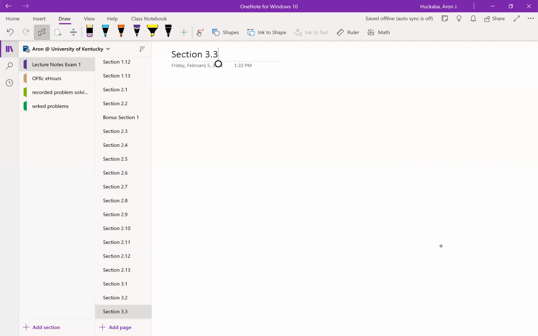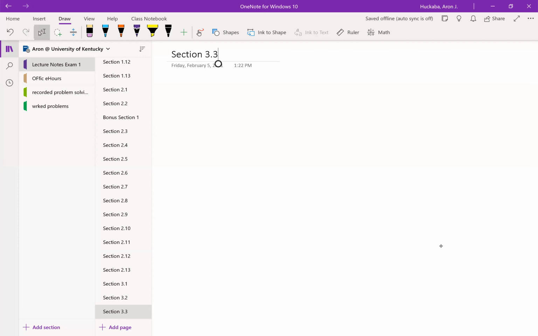Hello and welcome to section 3.3. This section in your book covers Bronsted-Lowry acidity as well as how to compare the strengths of two acids from a quantitative perspective.